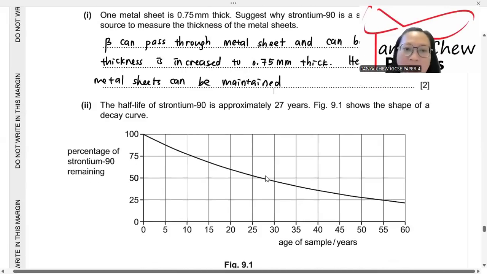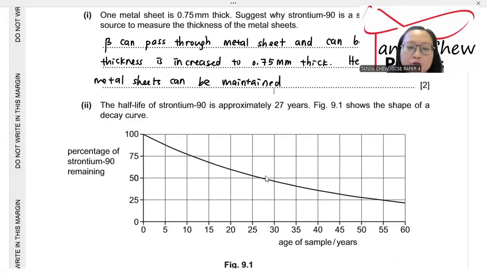So the second part, the half-life of strontium-90 is approximately 27 years. Do you still remember what half-life is? Half-life is the time taken for the strontium-90 to decay to half of its original number, or original activity, or original count rate. It's up to you, right? Approximately 27 years. Fig 9.1 shows the shape of the decaying curve. This is exponential decay.